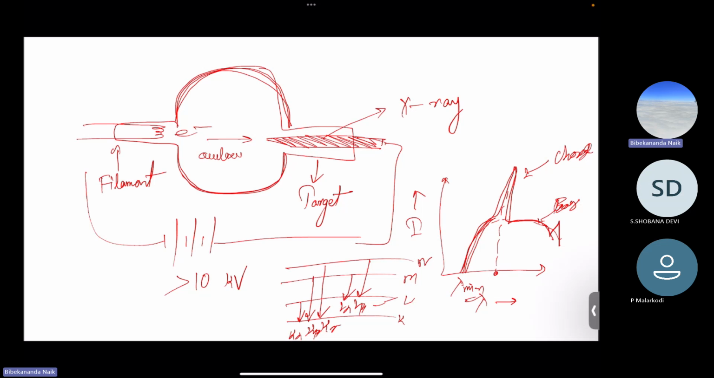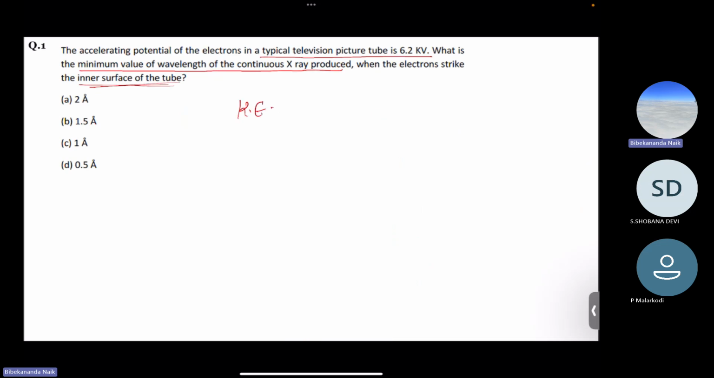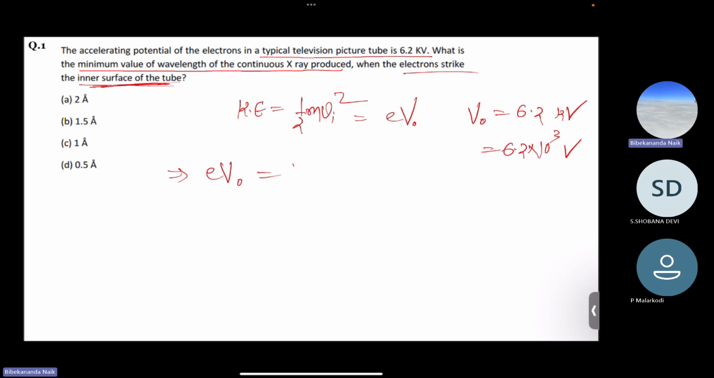Now, if you talk about the energy, we know the kinetic energy is equal to half m v square. And when the electron strikes the inner surface of the tube, suppose that electron transfers its kinetic energy completely, so it will be equal to the electron volt energy eV0, where V0 is the voltage difference across which it's being accelerated, that is 6.2 kilovolt or 6.2 into 10 to the power 3 volt. Now, this energy is equivalent to the radiation. So this energy eV0 is equivalent to the radiation h nu or hc by lambda minimum.